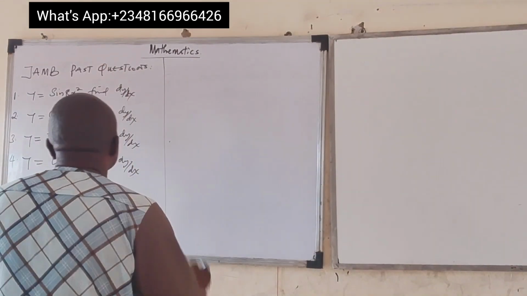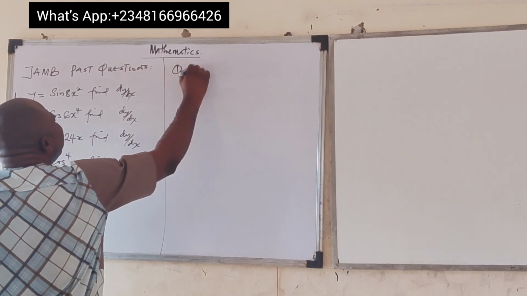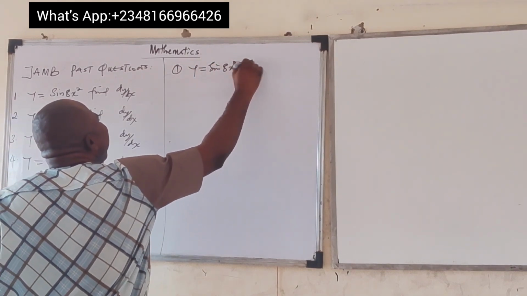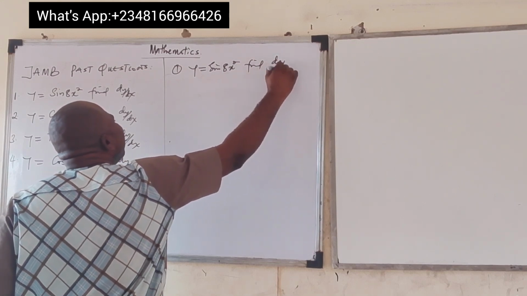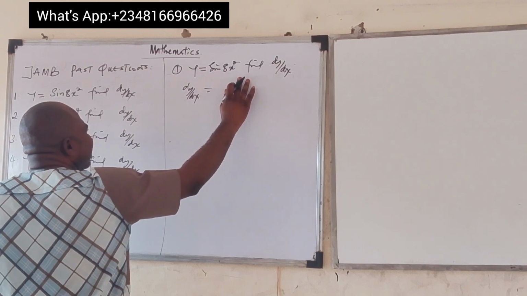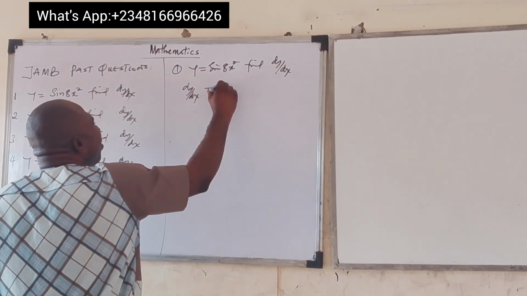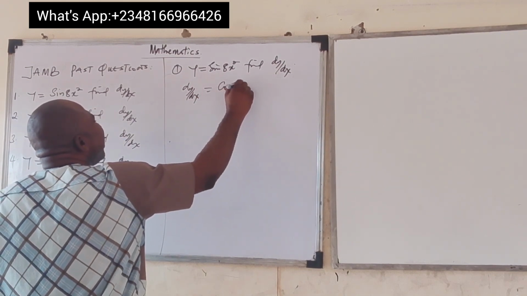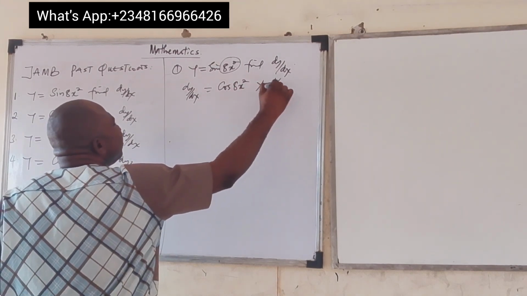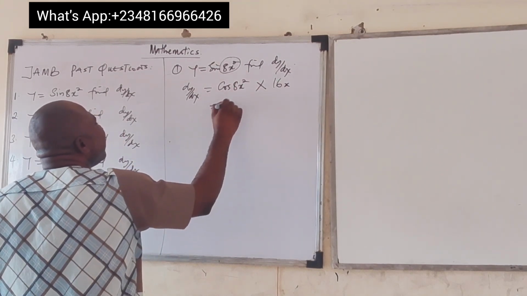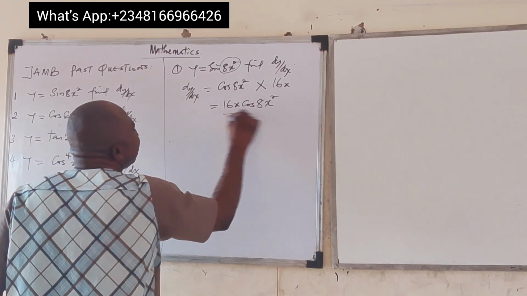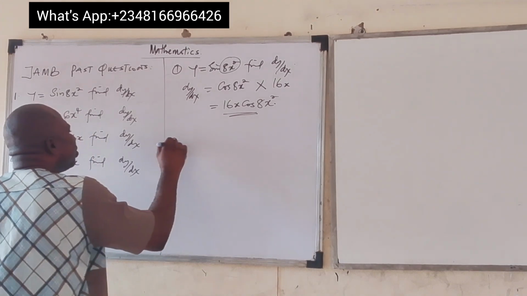Now, question number 1. If y is equal to sine 8x squared, and you have to find dy/dx, just differentiate sine. When you differentiate sine, it gives you cos. So you have cos 8x squared, then you multiply it by the derivative of this function, which is 16x. So the answer is 16x cos 8x squared. That's the answer.